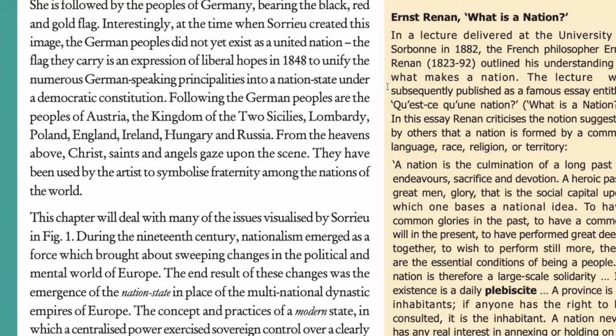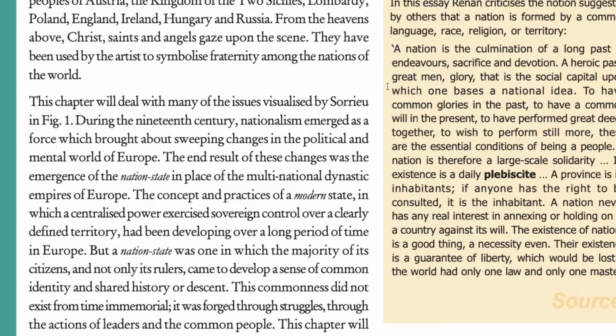During the 19th century, nationalism emerged as a force which brought about sweeping changes in the political and mental world of Europe. The end result of these changes was the emergence of the nation-state in place of the multinational dynastic empires of Europe. The concept and practices of a modern state, in which a centralized power exercised sovereign control over a clearly defined territory, had been developing over a long period of time in Europe. But a nation state was one in which the majority of its citizens, and not only its rulers, came to develop a sense of common identity and shared history or descent.